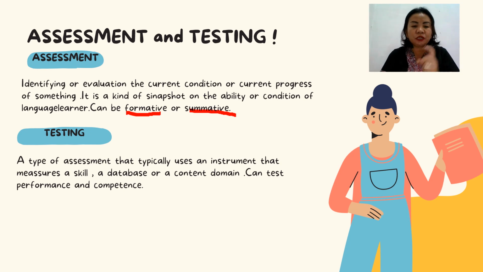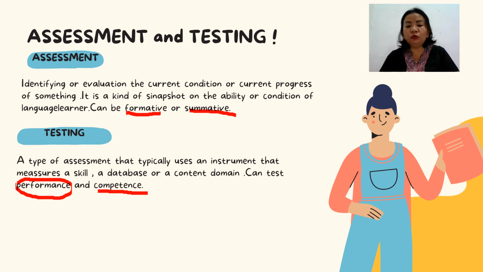What is testing? Testing is a type of assessment that typically uses an instrument that measures a skill, a database or content domain, and can test performance and competence. As a teacher, we test to know about the performance of the student. We can do it formally or informally. We can test attitude, knowledge and skill. This is the type of test, and the test of competence: attitude, skill and knowledge. Testing can be formal or informal.